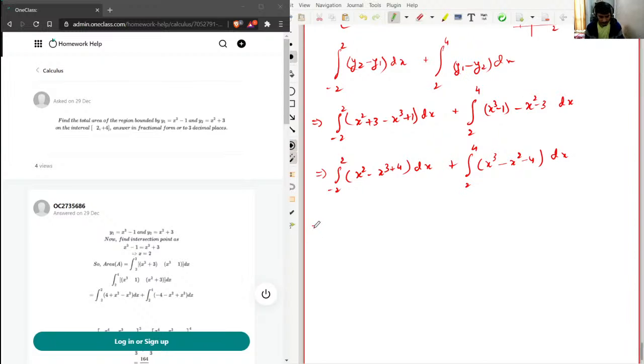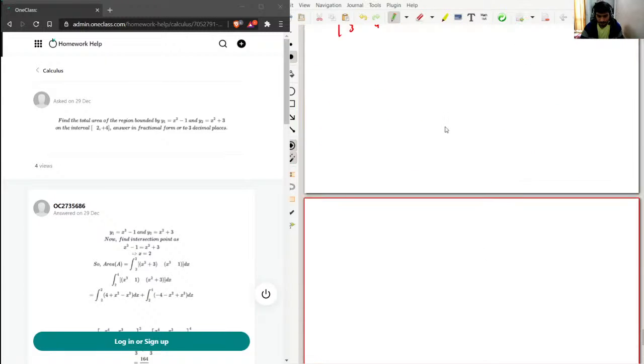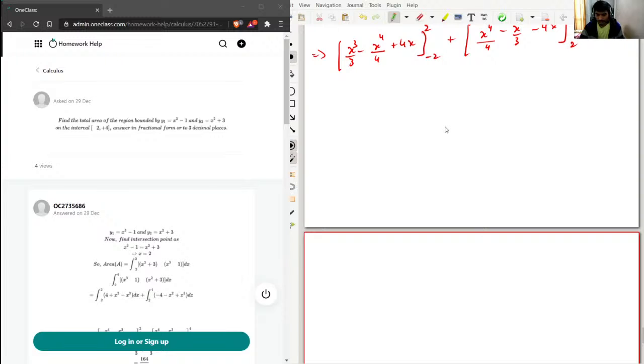So we'll go for the integration. X square will be x cube over 3 minus x, this will be x power 4 over 4, and this will be 4x, from -2 to 2, plus x power 4 over 4 minus x cube over 3 minus 4x from 2 to 4. Now I will just substitute the values.